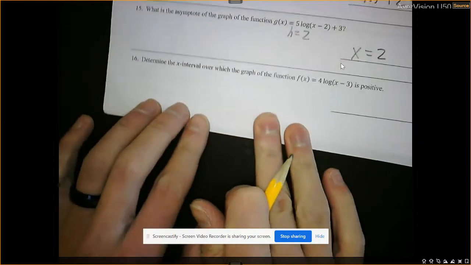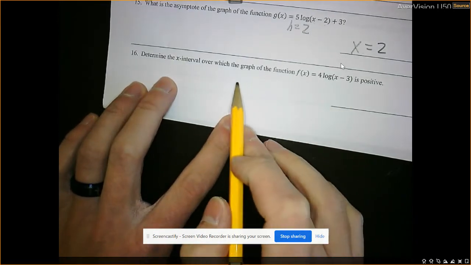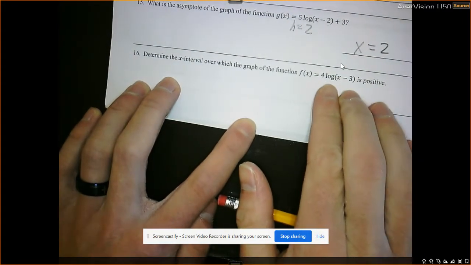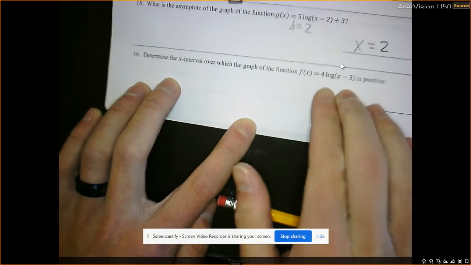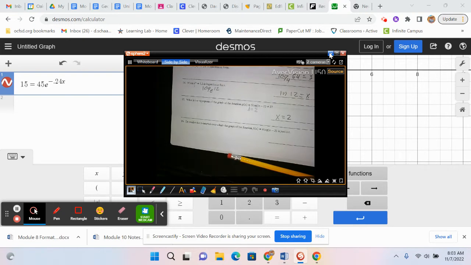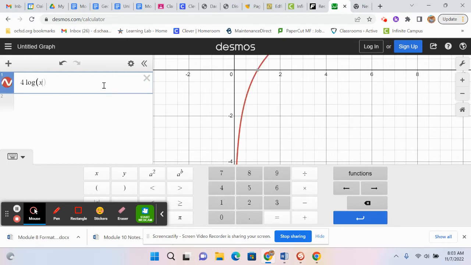Okay, going on from there, we got number 16. Determine the x interval over which the graph of the function is positive. Again here, I would just go ahead and plug this into your graphing calculator or Desmos. I'll do it real quick here at Desmos, but you can do it in your graphing calculator also. We have 4 log x minus 2. Oh, x minus 3, my fault.